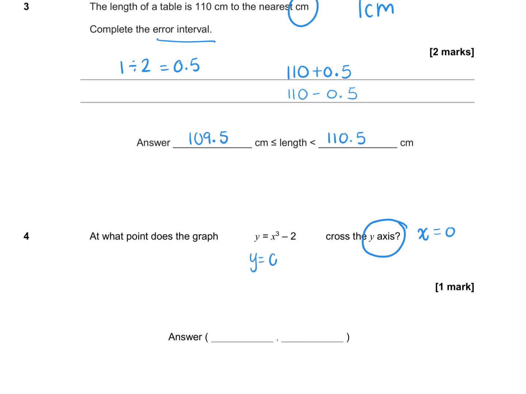y is equal to 0 cubed minus 2, which is 0 take away 2, which is going to give us negative 2. So this is going to cross at (0, -2). There are lots of other ways you can tell, but if you wanted to do the working out, if it crosses the y-axis, that's going to happen at x is equal to 0.